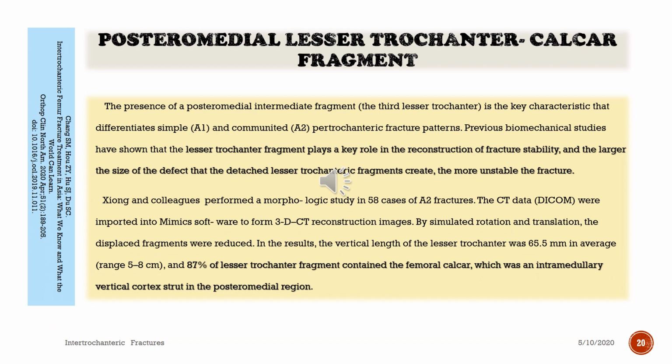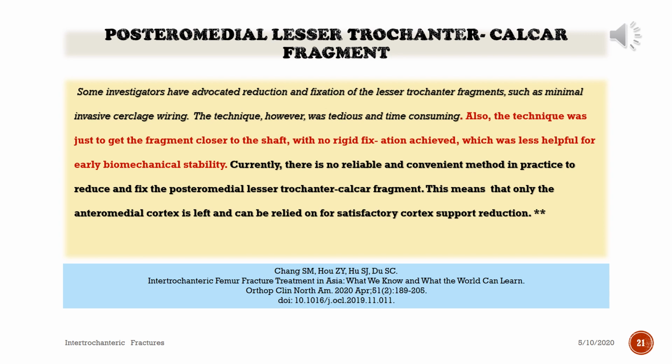Posterior medial lesser trochanter calcar fragment. The presence of a posterior medial intermediate fragment, the third fragment or lesser trochanter, is the key characteristic that differentiates simple A1 and complicated A2 paratrochanteric fracture patterns. Previous biomechanical studies have shown that the lesser trochanteric fragment plays a key role in the reconstruction of fracture stability, and the larger the size of the defect that detached lesser trochanteric fragments create, the more unstable the fracture. 87% of lesser trochanteric fragments contained a femoral calcar, which was an intramedullary vertical cortex strut in the posterior medial region. The posterior medial lesser trochanteric calcar fragment.